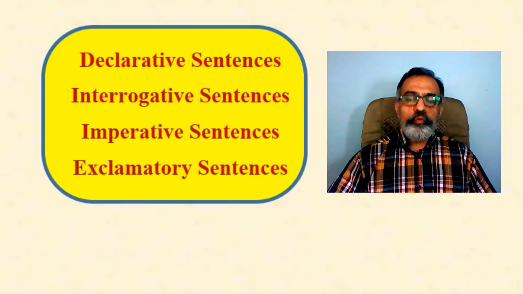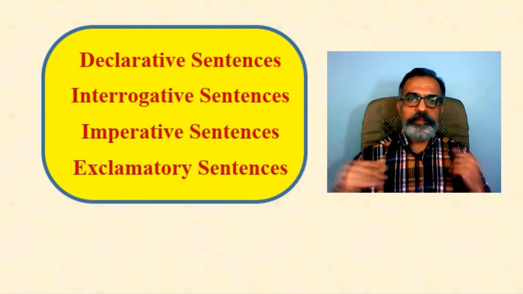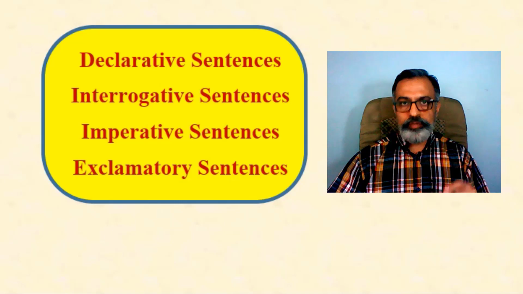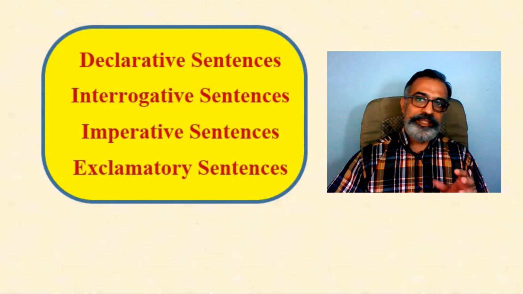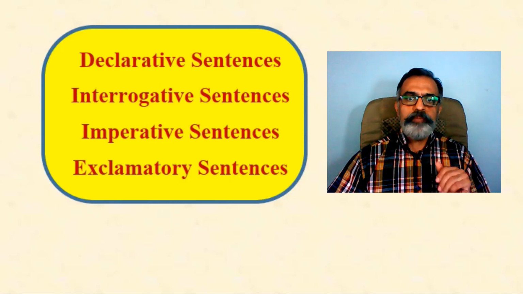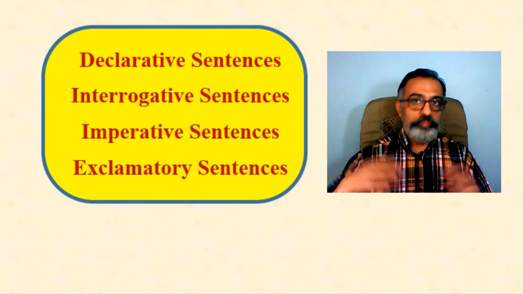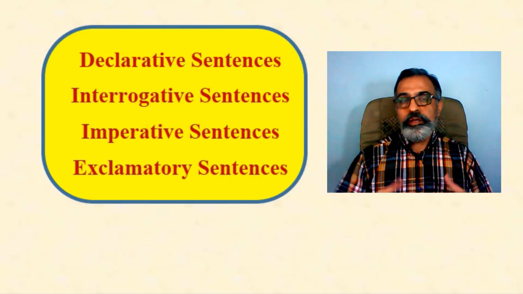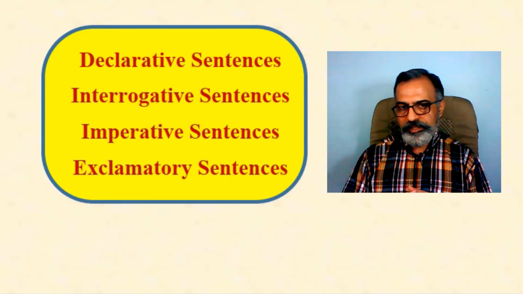We have four main types, which are declarative sentences, which are known as statements or simple sentences; interrogative sentences or questions; imperative sentences, sentences that demand something, like go out, leave the room, stay here; and exclamatory sentences that show our surprise when we are amazed. We use this kind of sentence: what a beautiful house, how clever you are.